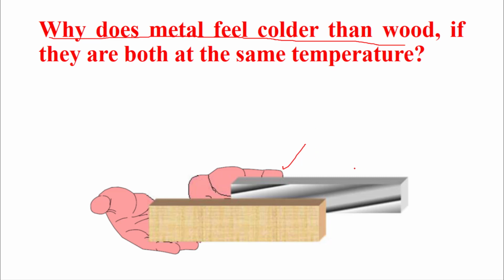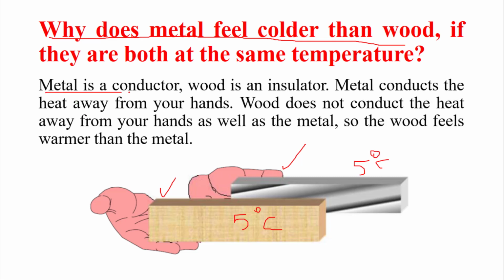So here, let us say this one is 5 degrees Celsius, and this one is 5 degrees Celsius. Same shape, same everything, but you feel that the metal is colder than the wood. Why? Why does this happen? So you can stop the video and think about why this is happening. Okay, the answer is metal is a conductor, as we demonstrated earlier in the previous slide, and wood is an insulator.